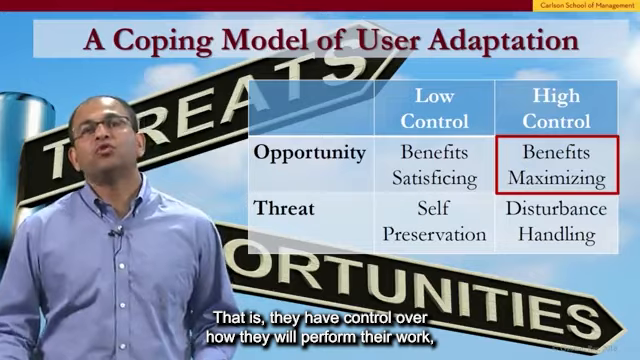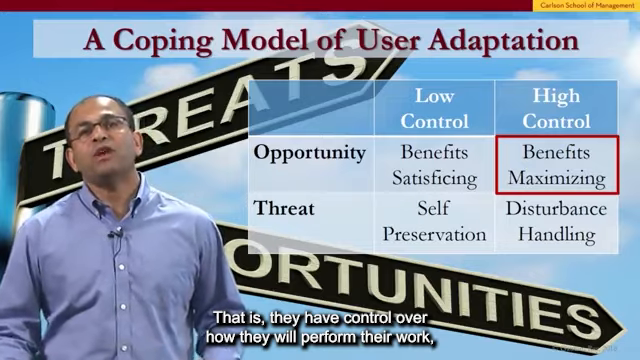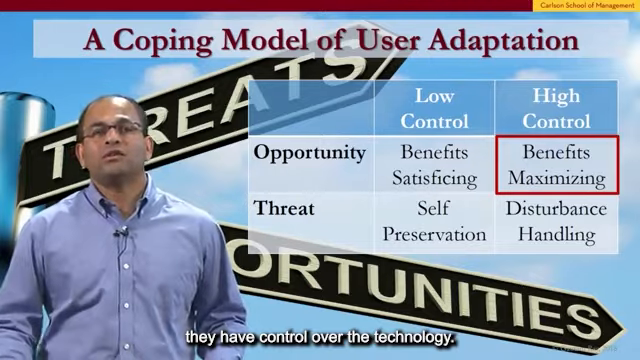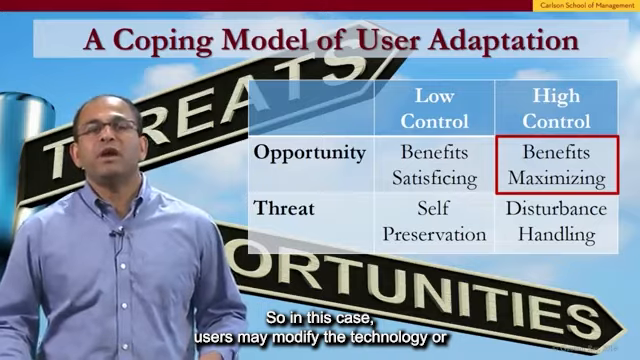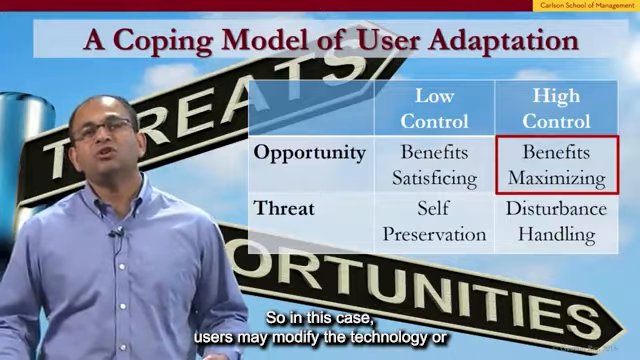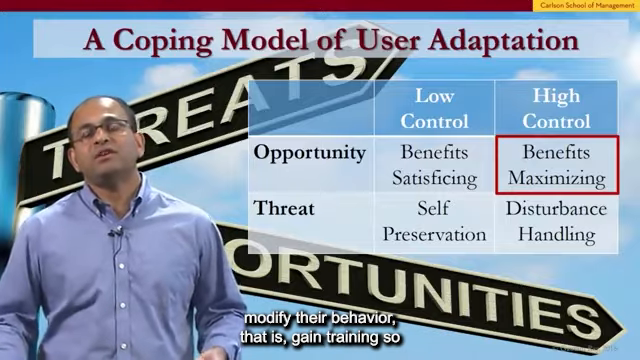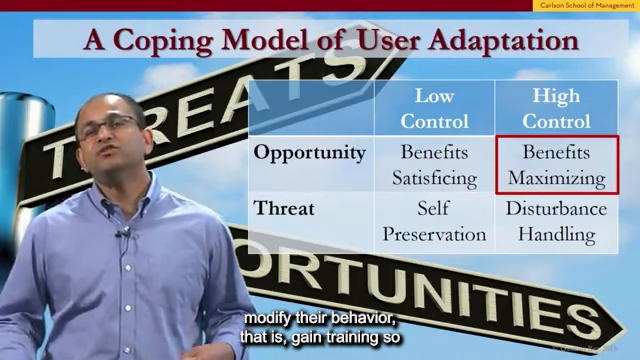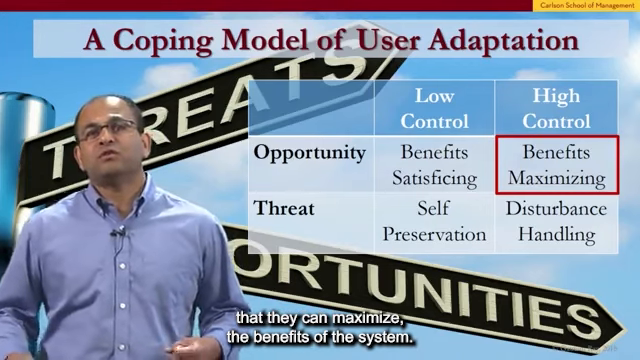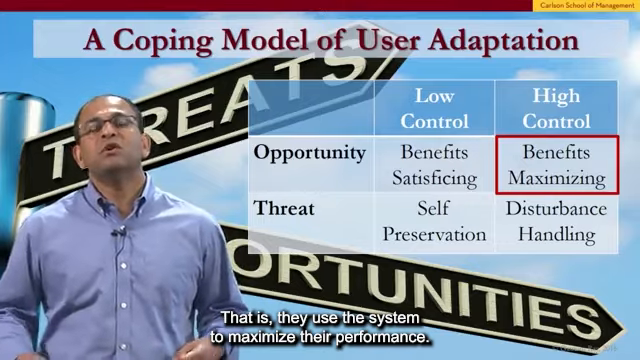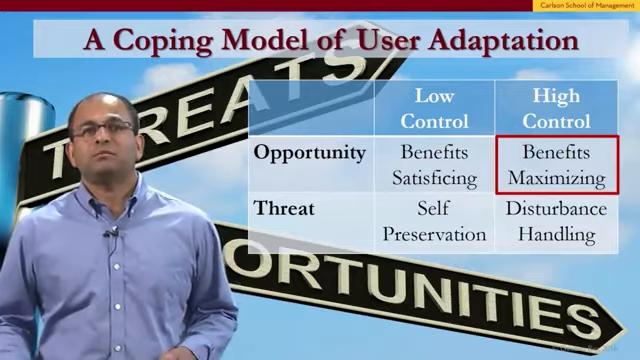That is, they have control over how they will perform their work, they have control over the technology. So in this case, users may modify the technology or modify their behavior, that is gain training, so that they can maximize the benefits of the system. That is, they use the system to maximize their performance.